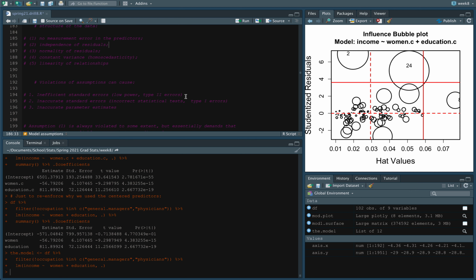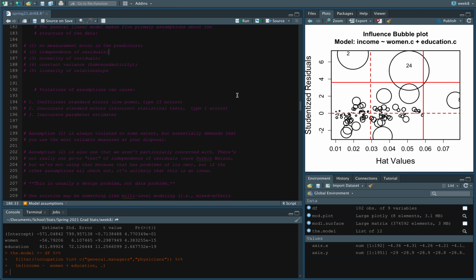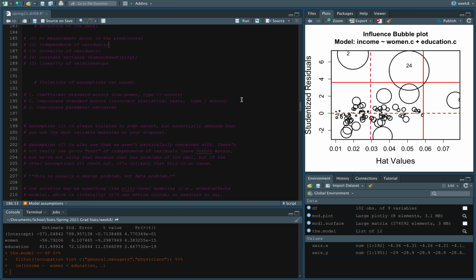Assumption one is always violated to some extent because we can't measure things perfectly, but it's an accepted thing that we start with the premise of, okay, assuming there's as little error as possible. Assumption two is one that we're also not really concerned with, because if all the other assumptions check out, this one is usually not a problem. There is a way to test, finger quote test, the independence of the residuals, but even that has problems, and so we don't really have to worry about it.